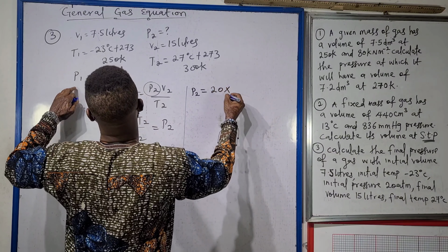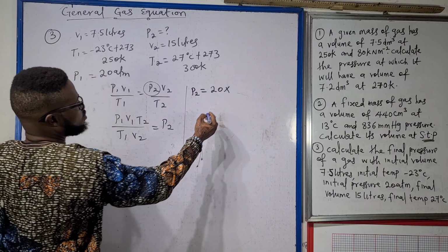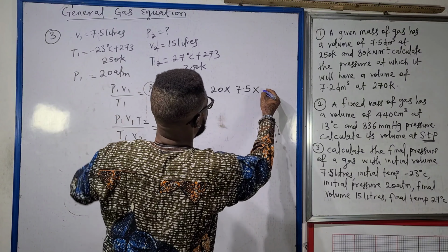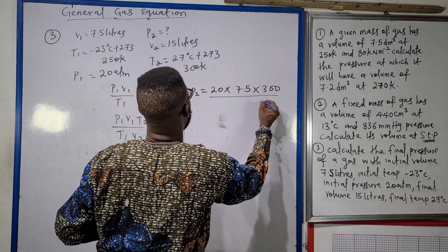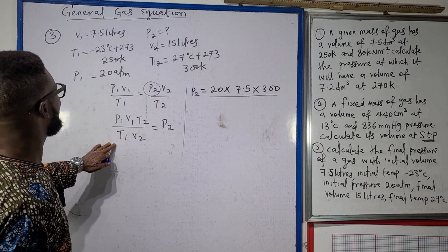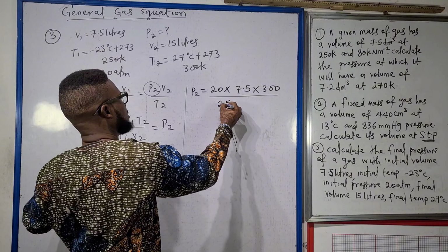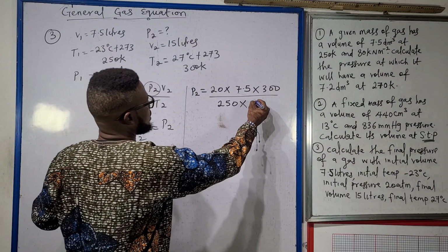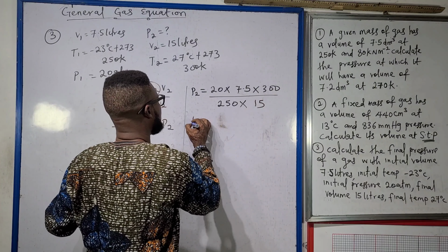20 atmosphere times V1 here is 7.5 times T2 here is 300 Kelvin divided by T1 here is 250 times V2 here is 15. So when we compute this, we'll be able to get our final pressure. Give us 12 atmosphere. That is P2, simply because the pressure here is in atmosphere. This will also be in atmosphere. So that ends question 3.